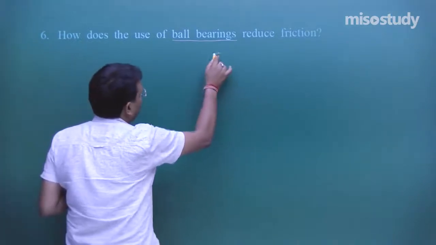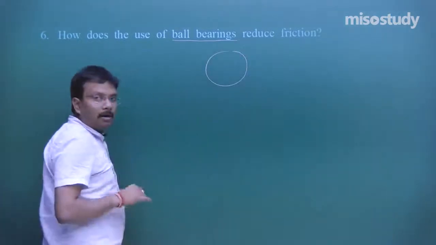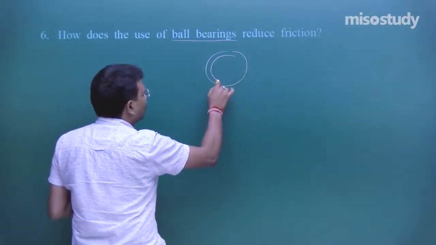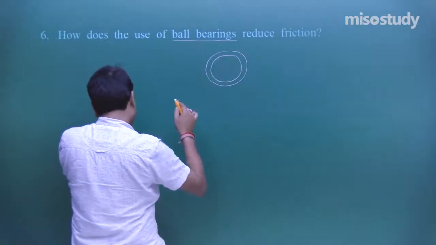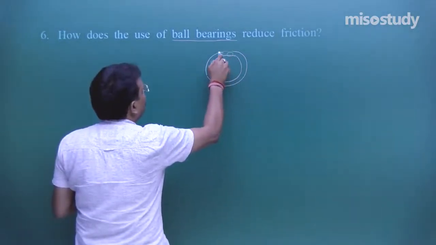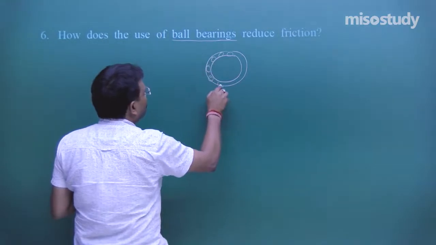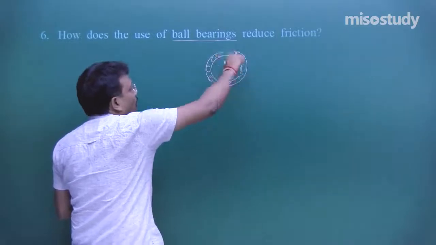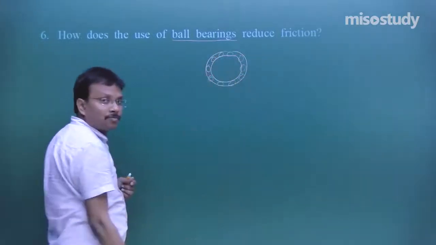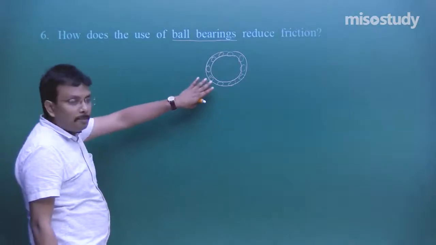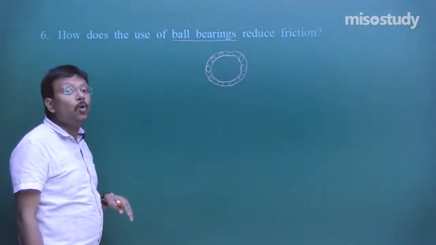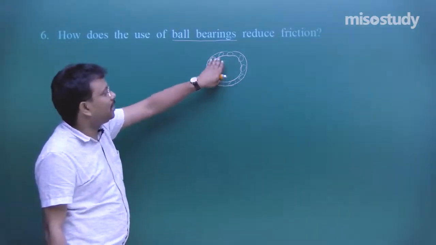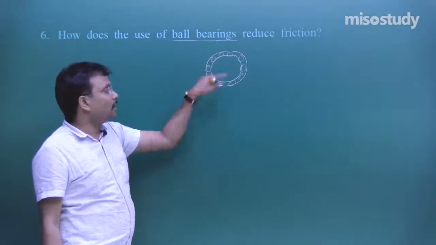It is a structure like this, a type of ring you can say, and then another inner ring, and in between small metal balls. Okay, so it rolls on it like this. So by using ball bearings, what is happening? Rolling friction comes into picture, because all these balls roll, this inner is fixed and then the outer is rolling.